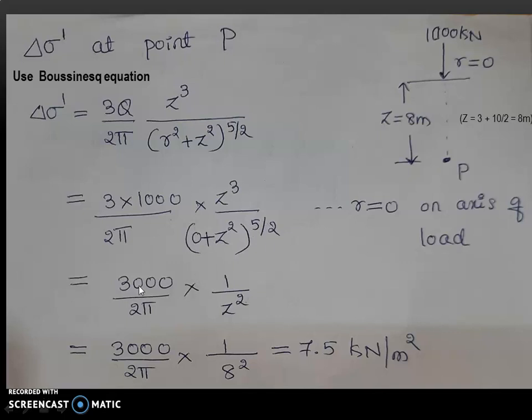So with further simplification, we get 3000 divided by 2 pi into 1 divided by z square. 2 and 2 will get cancelled out. So z cube divided by z raised to 5 will be z square. So once we calculate, we get delta sigma dash as 7.5 kilonewton per square meter. Here dash is used in order to denote that it is effective stress.